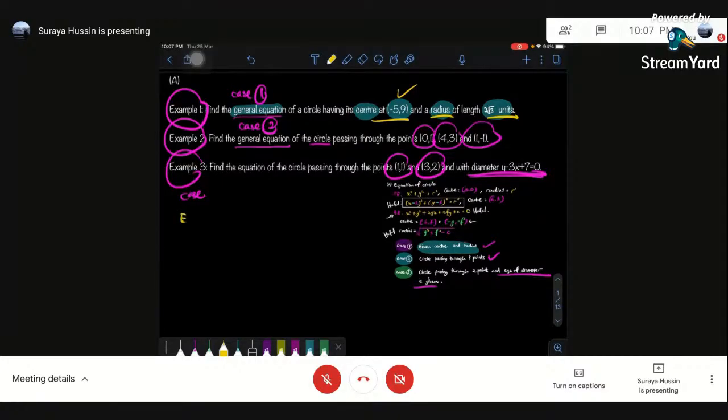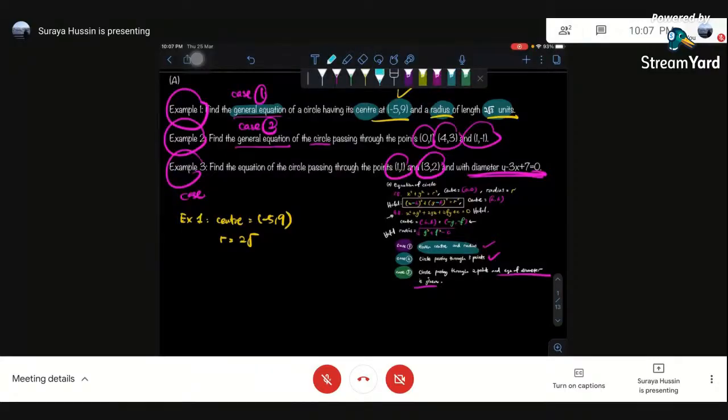Okay, example 1. Center adalah -5, 9 dan juga radius adalah 2 square root of 3. So, dia nak GE. Jadi kalau GE tu terus keluarkan sahaja.